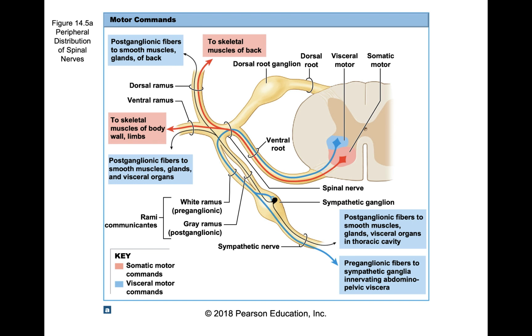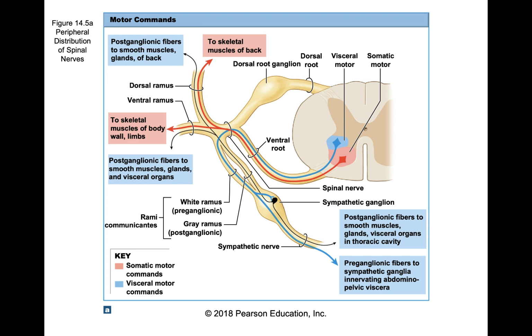And then another thing you have here is the white ramus and gray ramus, and if you follow this back, it's going right here, and this is where you have the visceral motor. So this is the signal that's going to the internal organs, such as your heart or other visceral organs. And this part has to do with the autonomic nervous system, so that's under sympathetic and parasympathetic controls.